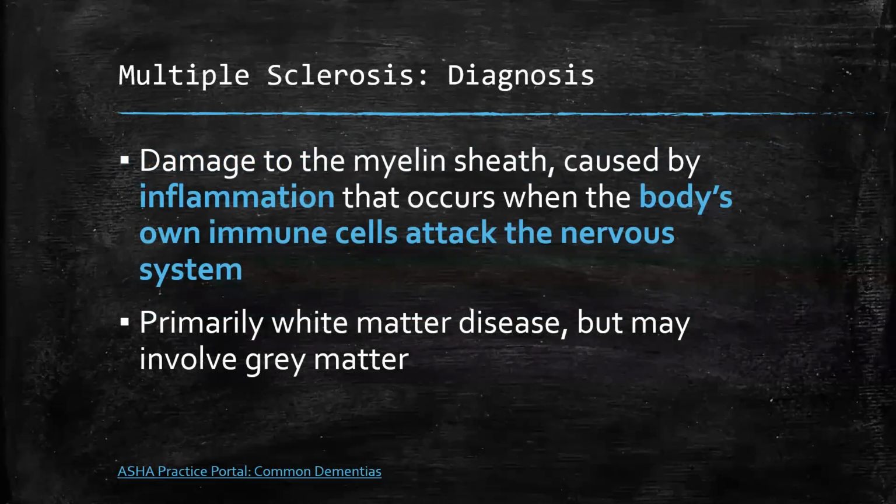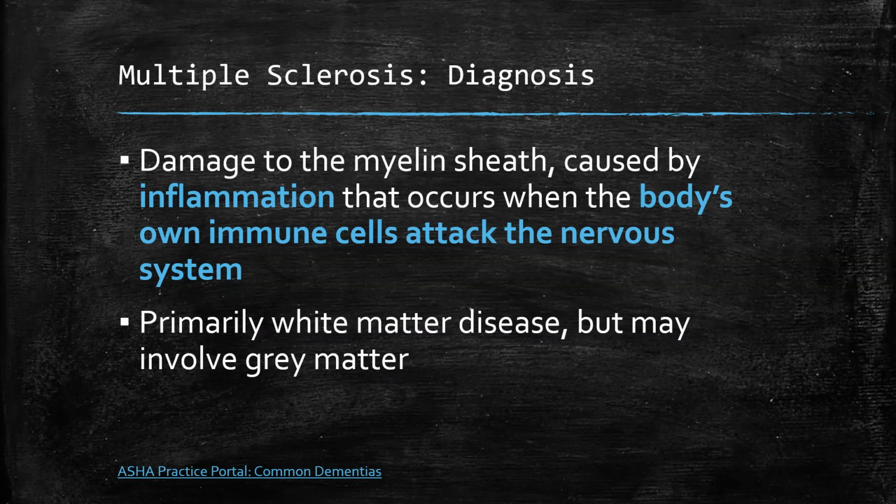So MS is damage to the myelin sheath, which is caused by inflammation that occurs when the body's own immune cells attack the nervous system. So it's typically impacting the white matter, but it can involve the gray matter in the brain.